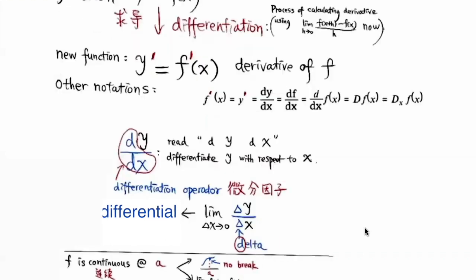So we have different notations for the derivative of this function. We can use f prime of x, or we can put y prime. We can also call this dy dx, or df dx, or this one over here, or this one, and this one. Actually, the three most common ones will be these three over here.